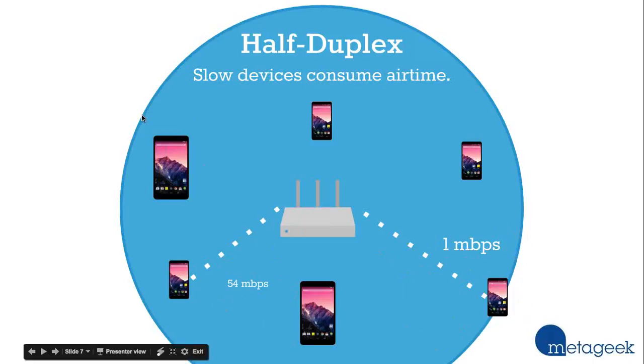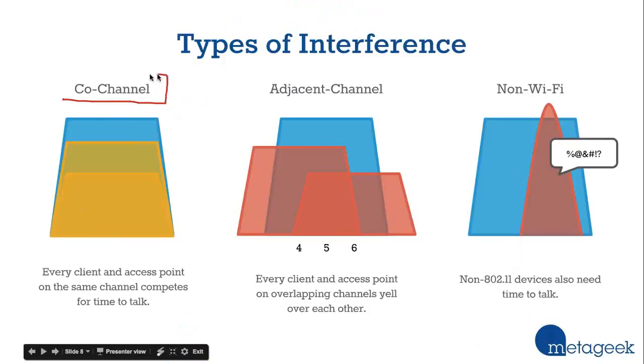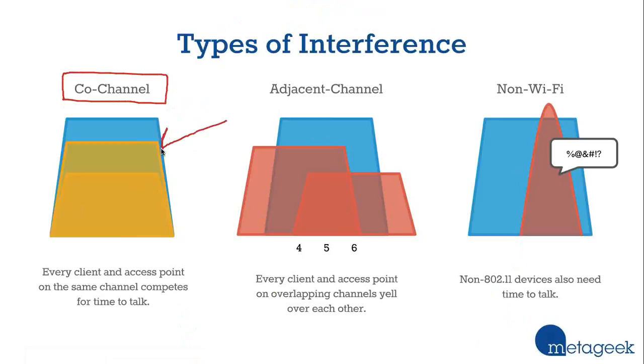Now, there's 3 different types of interference in Wi-Fi. The one that we're going to talk the most about today is co-channel interference. Co-channel interference occurs when we have a lot of access points and a lot of client devices all sharing the same channel.